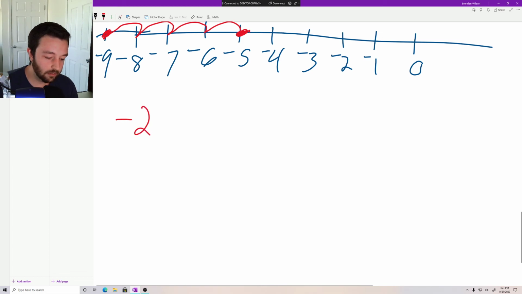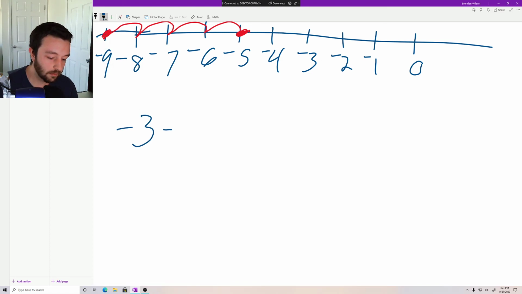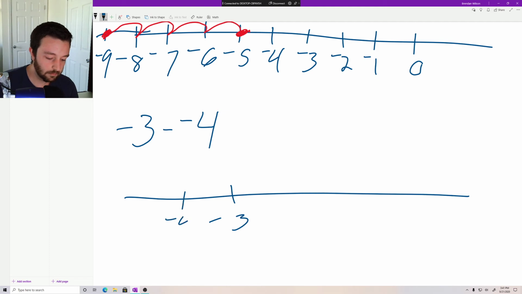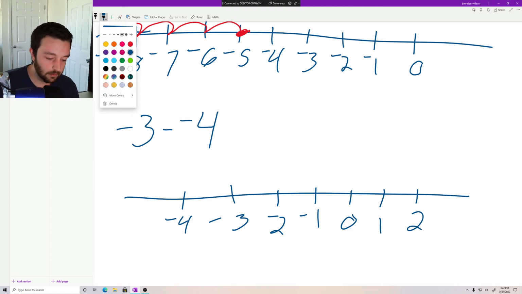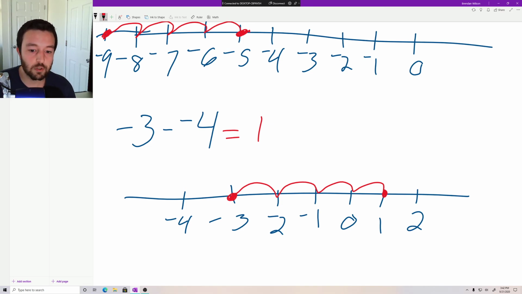What if we have a negative minus another negative? Okay. So we're starting at negative 3. The first minus says go towards the negatives, go left. Then the second minus flips the direction. So we're going to end up going to the right. And we're going to go 4 spaces. 1, 2, 3, 4. Okay. So we're going to get 1. So negative 3 minus a negative 4 is 1.